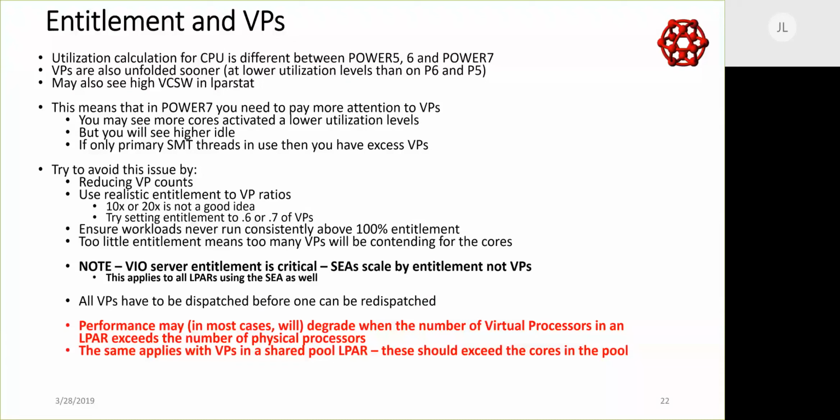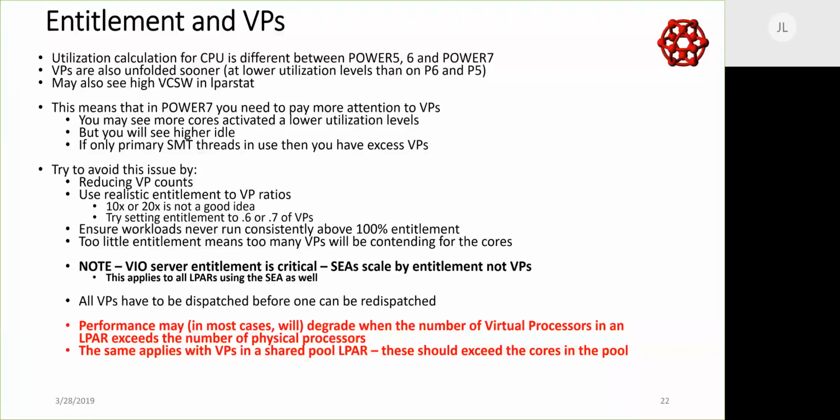But really what you want to do is figure out what you're using on average, go a little bit above that, and set your entitlement to that. And then set your virtual processors to whatever you need at peak. The one place where you need to be very careful is with your VIO servers and anything that's really dependent on your shared Ethernet adapters or virtual Ethernet, because they scale by entitlement, not virtual processors.